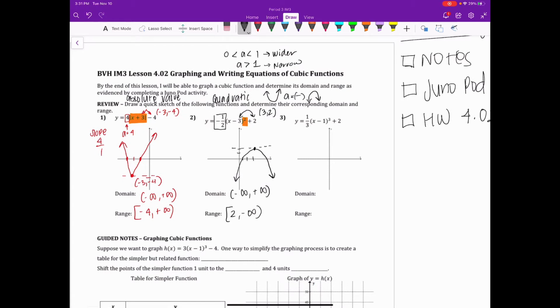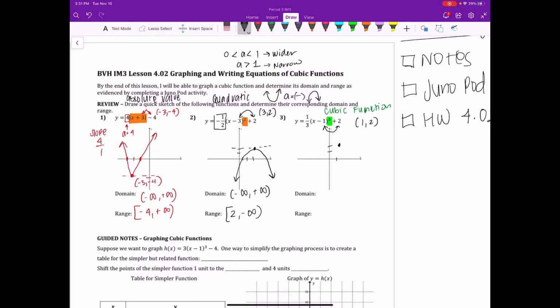The next one, I have what we're learning, which is a cubic function. So this is a cubic function. And that's because of this cube here. So it's very similar to a quadratic function where this is what we would call the vertex. It's my locator point. And so that's 1, 2. So I'm going to go ahead and sketch that. So 1, 2.